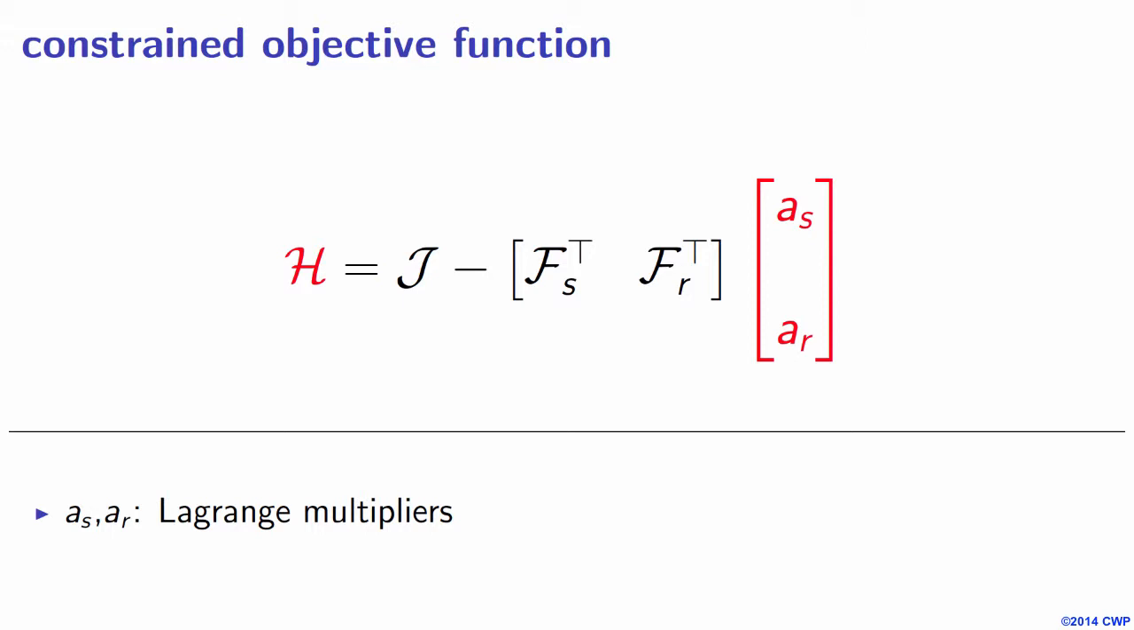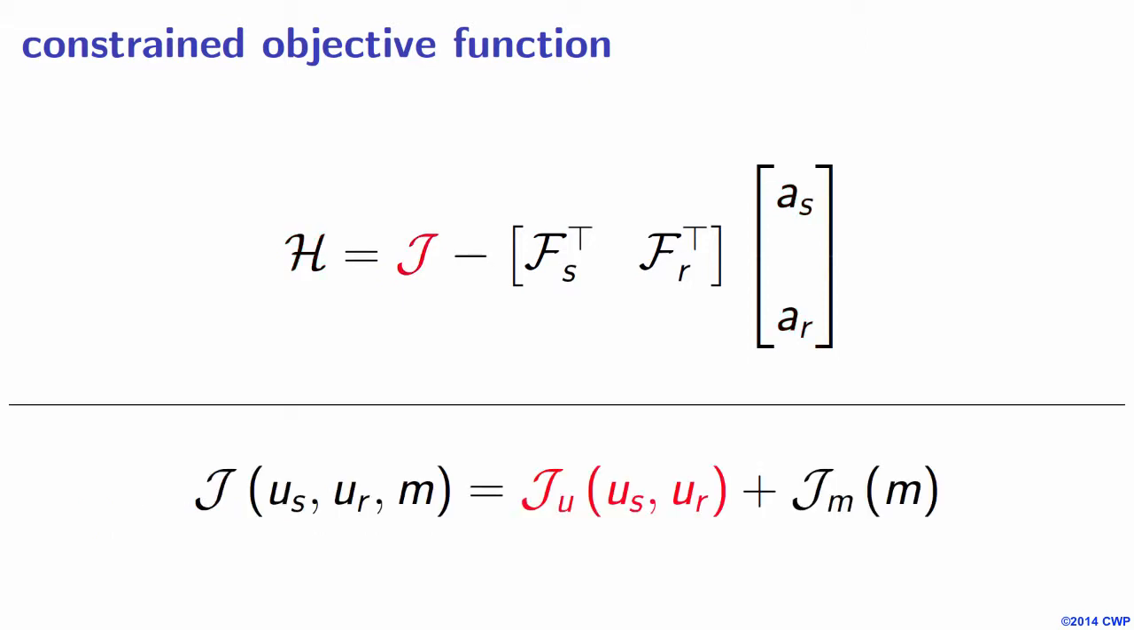And what we see here, again, we have the physical constraint, Fs and Fr, and we have the two Lagrange multipliers, As and Ar. And this notation doesn't highlight the fact that those Lagrange multipliers are actually big quantities, because they are as big as the source and receiver wave fields. They are not coefficients. They are large quantities applying to every element of Fs and every element of Fr.